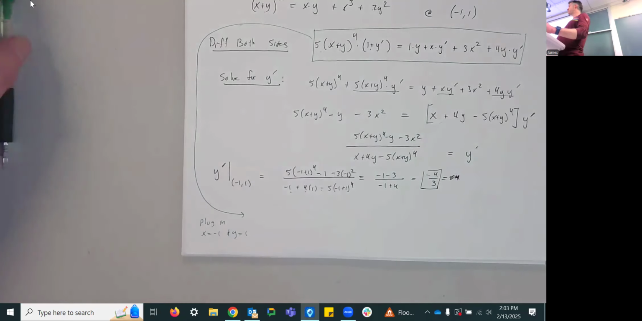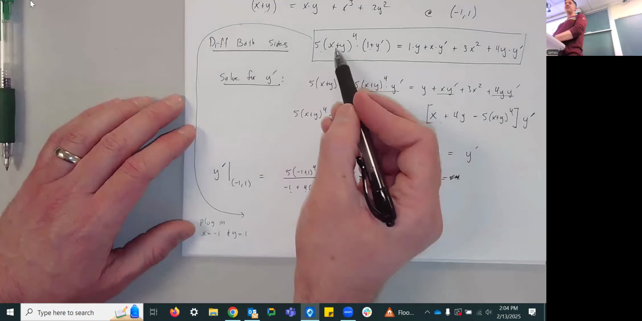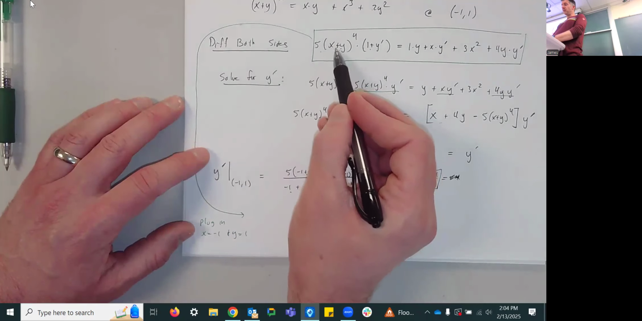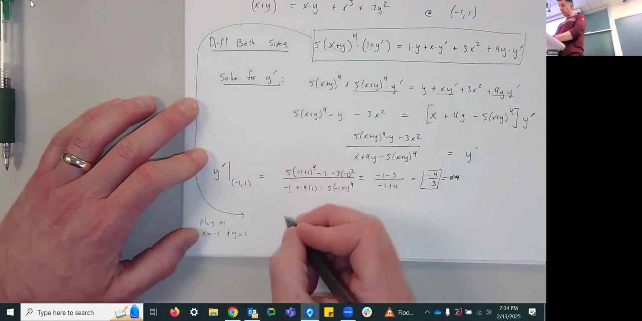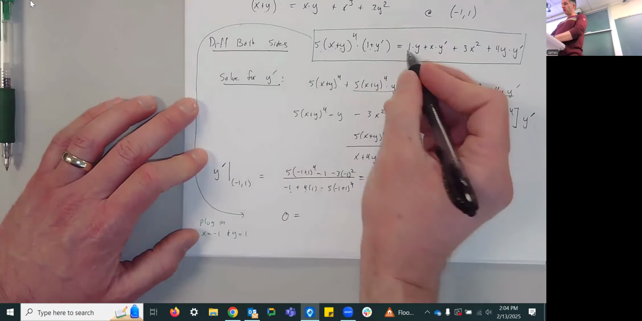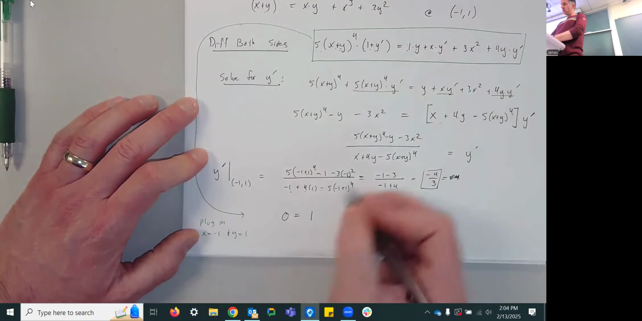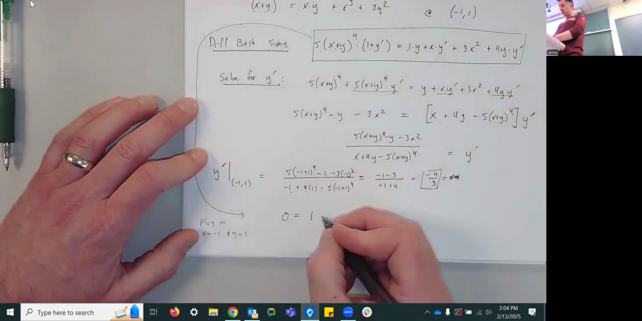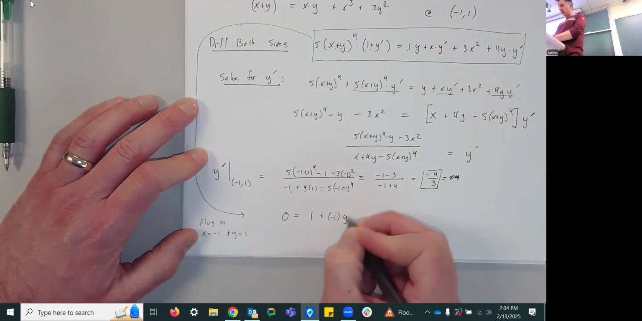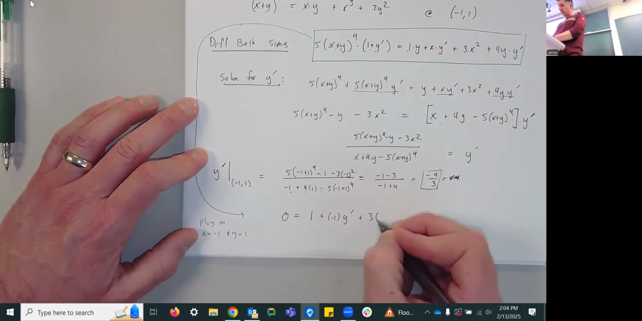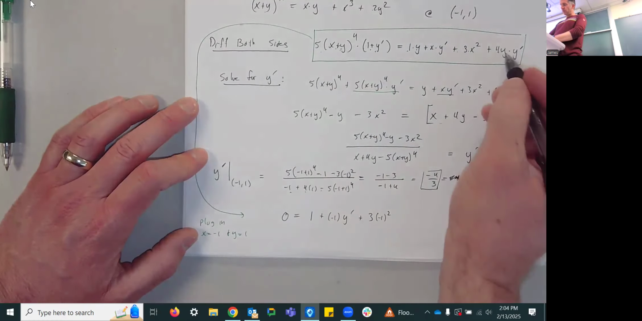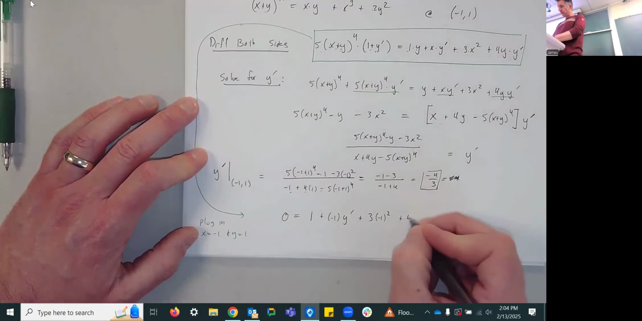Well, some nice things happen. -1 plus 1 is 0. 0 times anything is 0. So the whole left-hand side here is a big old 0, equal to 1 times y, which is 1 times 1, plus x times y prime, so that's going to be plus -1 times y prime, plus 3 times x squared, that's going to be 3 times -1 squared, plus 4 times 1 times y prime.